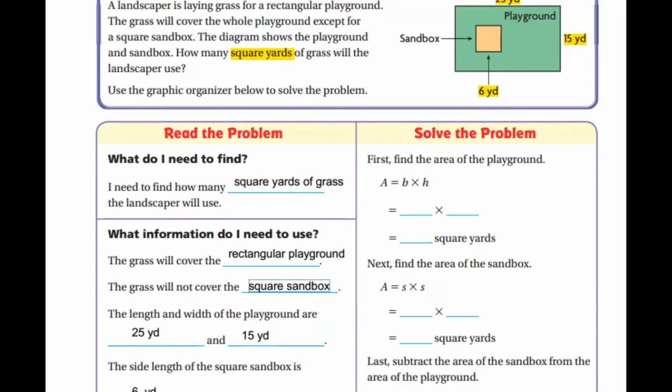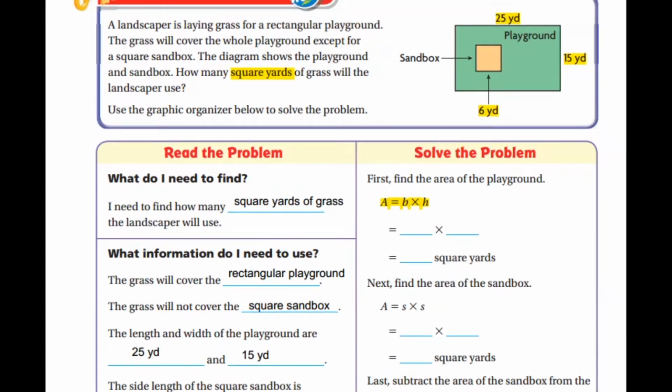So let's find the area. We have here the formula of the area of any rectangular shape is A equal BH, right? Right. So A is the area. B stands for the base. What is the base? It's 25. So we will write here 25 multiplied by the height. The height is 15. So if you multiply 25 times 15 it will give you 375 square yards.